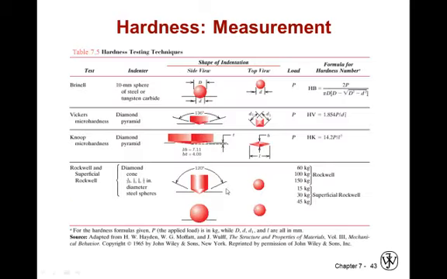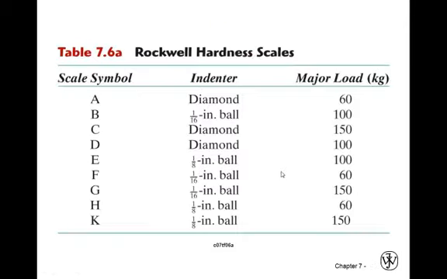Here is a chart of the different types of hardness measurement. Brinell, Vickers, Knoop, and Rockwell. They all use some form of indentation and then in a specific load and then a formula for the hardness number. Here are all the different Rockwell scales, A through K. Some using diamonds, some using balls of differing diameters, and they use different loads in kilograms.